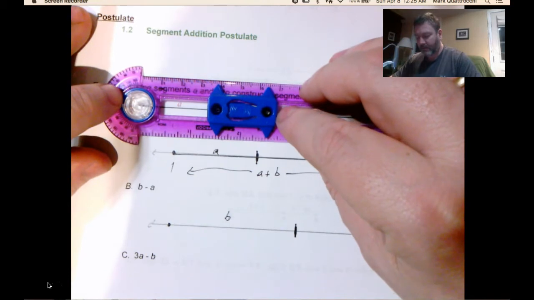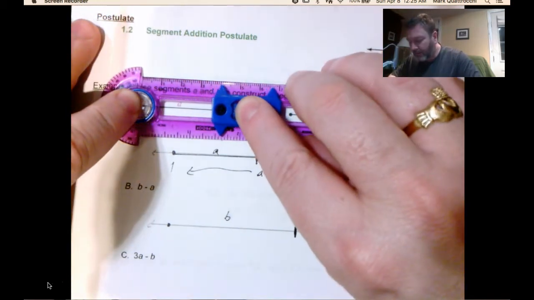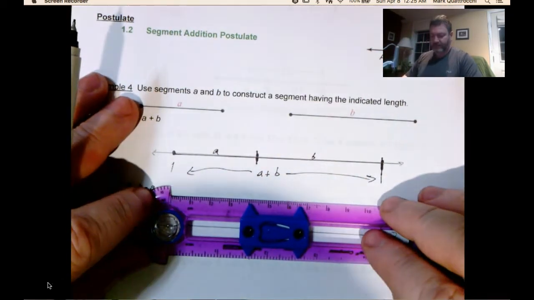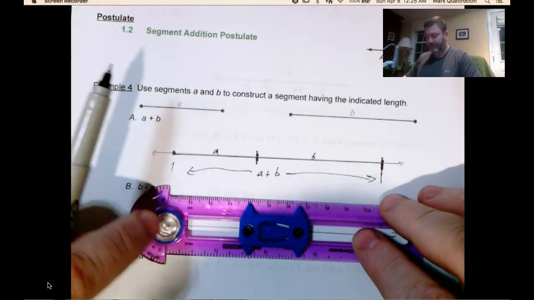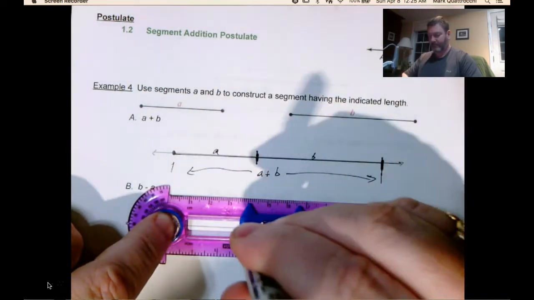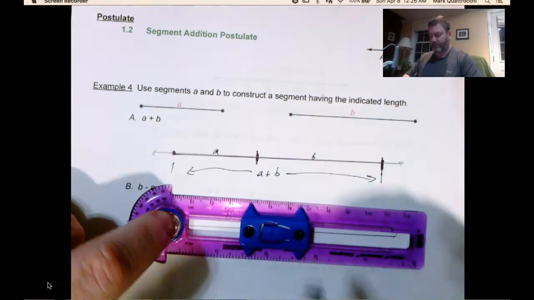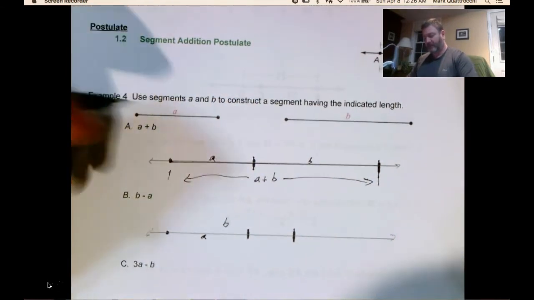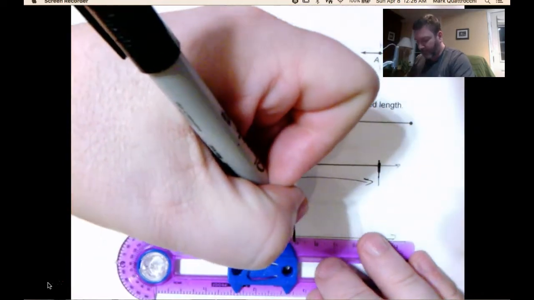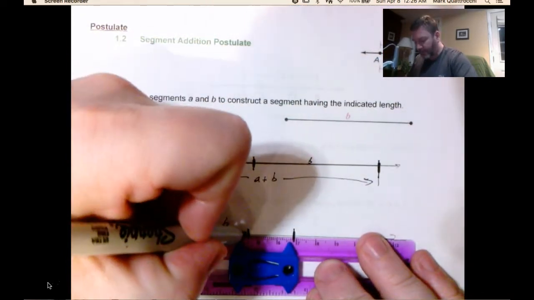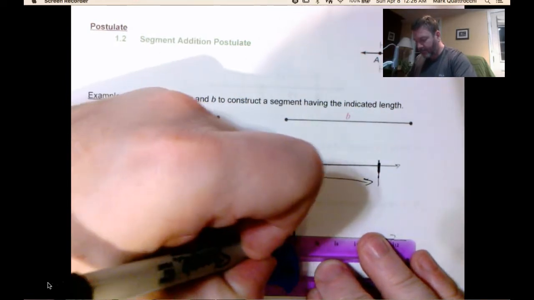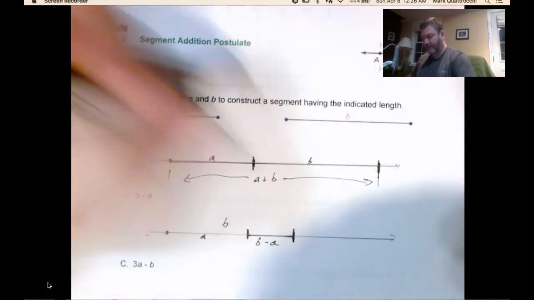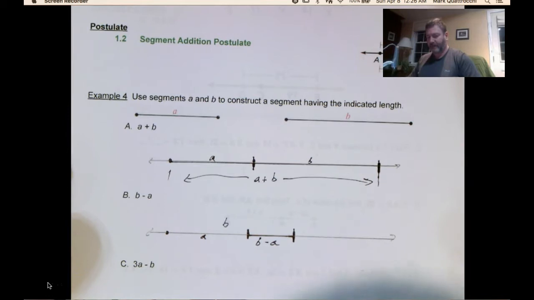Mark over here. Set my length, the length of A. And I'm going to do it from the left side. I could do it from the right side, really doesn't matter. I'm going to do it from the left side. So this is the length of A, which means that when I do my subtraction, this segment here is B minus A. And that's the answer to part B.